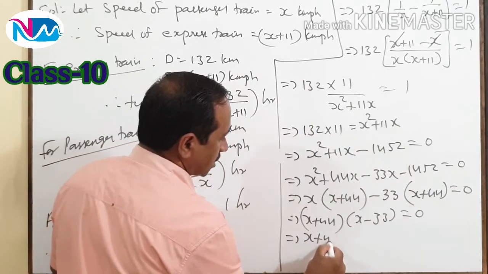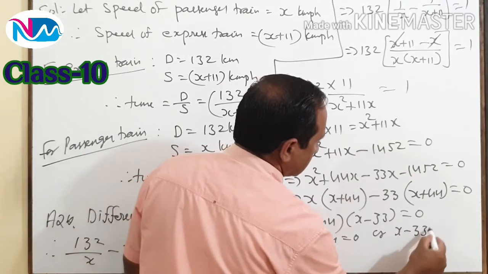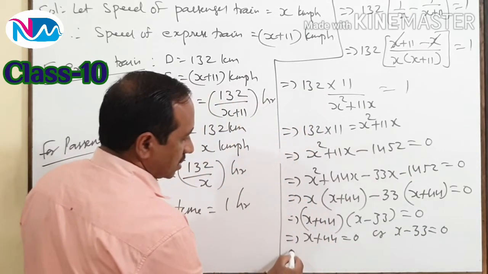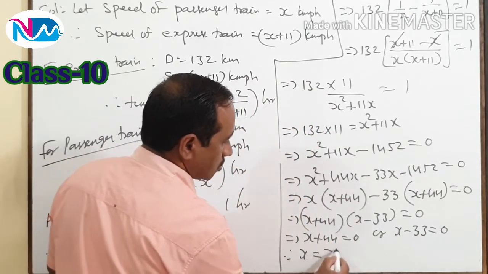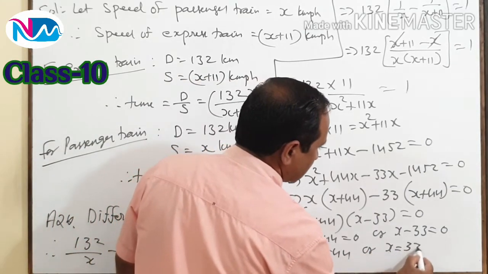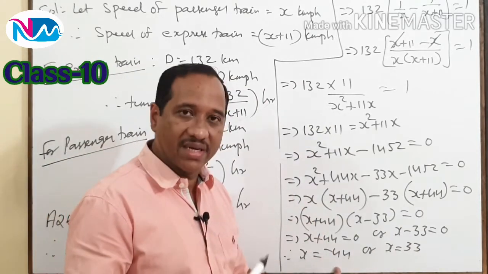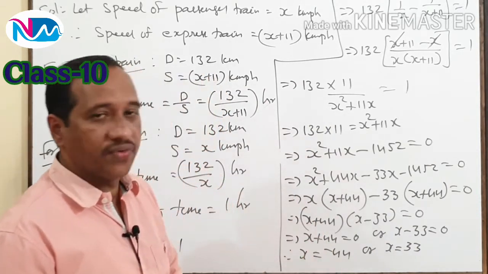That gives x plus 44 is equal to 0 or x minus 33 is equal to 0. Therefore, x is equal to minus 44 or x is equal to 33. The speed of a train can never be negative, so we neglect the negative value of x.